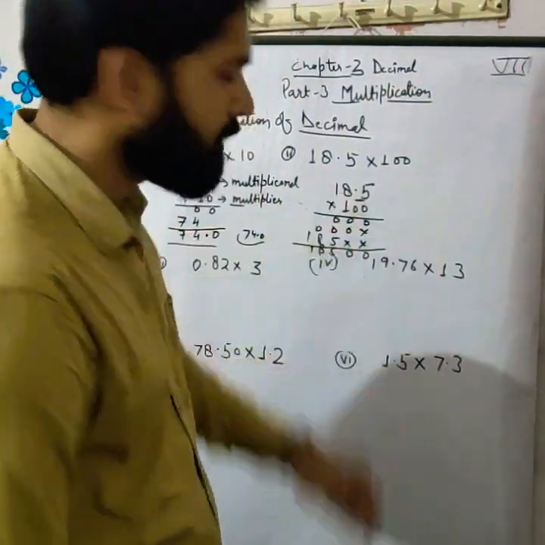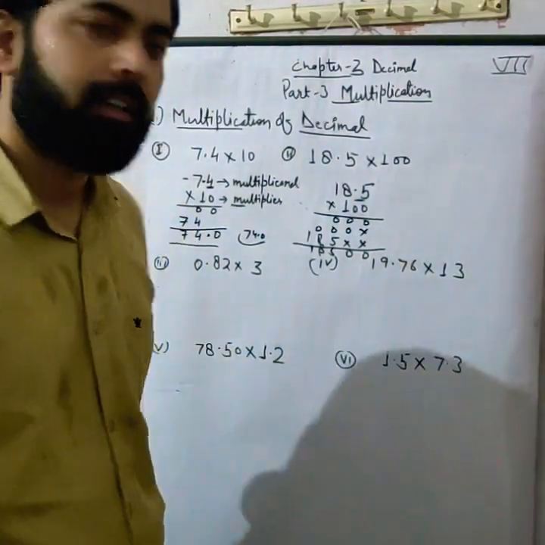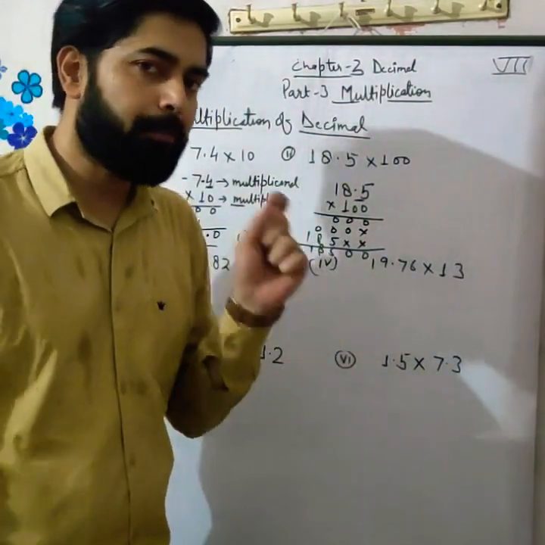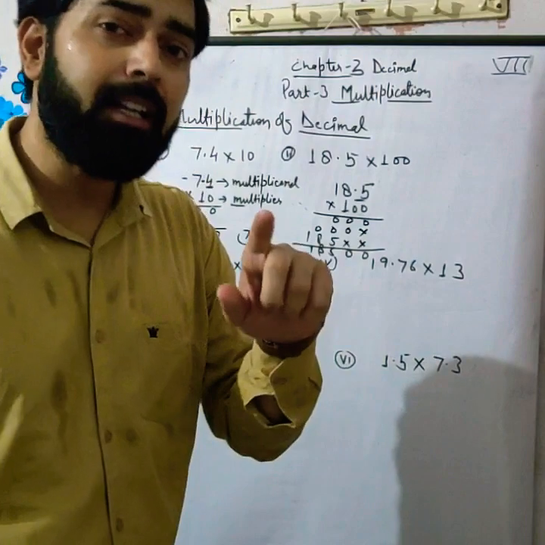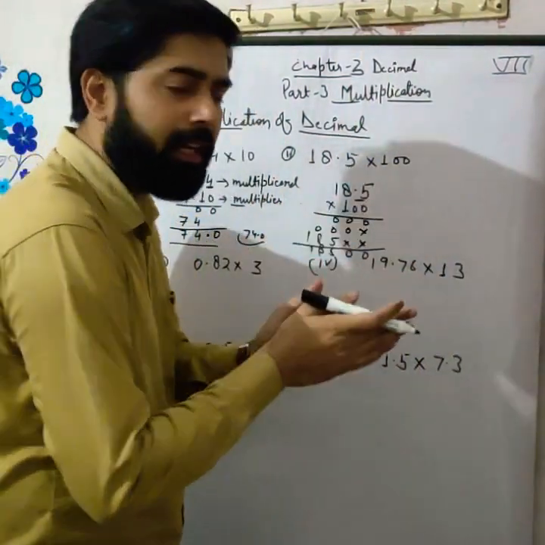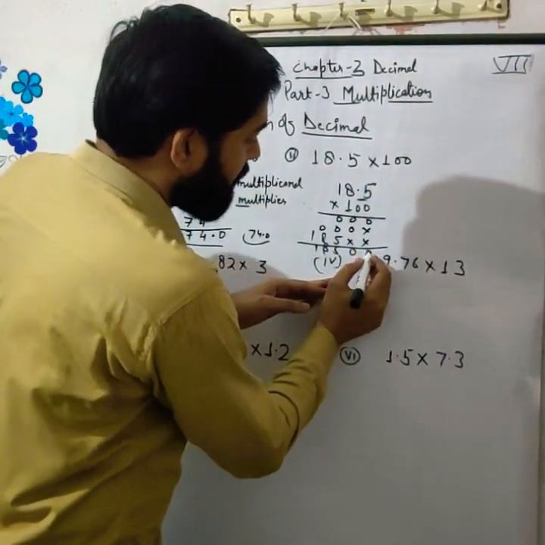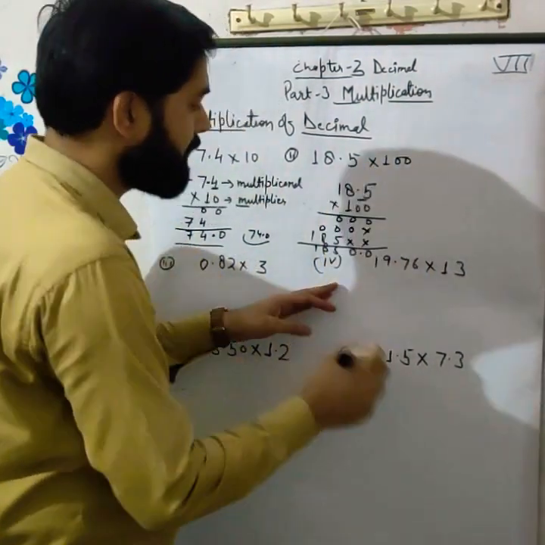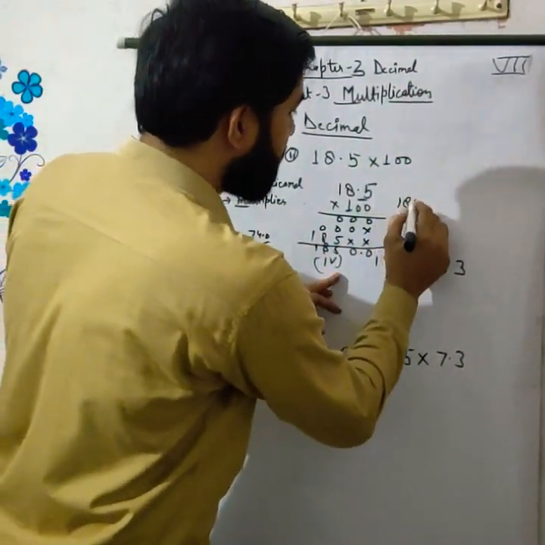Look at the decimal here, after one digit. So we put the decimal in the product after one digit from the right hand side. This is your right hand side. Count one number, one digit from the right hand side. Then we put the decimal here. Then the answer will be 1850.0.